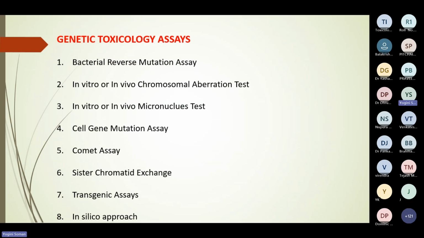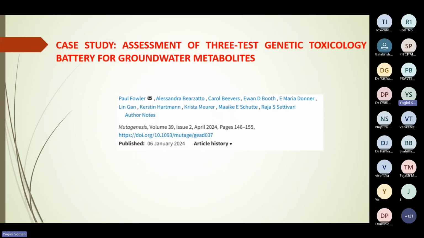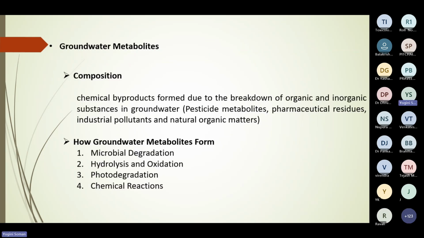Before moving to the genetic toxicology assays, we should understand the importance of genetic toxicology assessment. So I have included one case study which is focused on groundwater metabolites, published in the year 2024 in the Mutagenesis journal. So what are groundwater metabolites? Those are chemical products formed due to the breakdown of organic and inorganic substances in the groundwater.